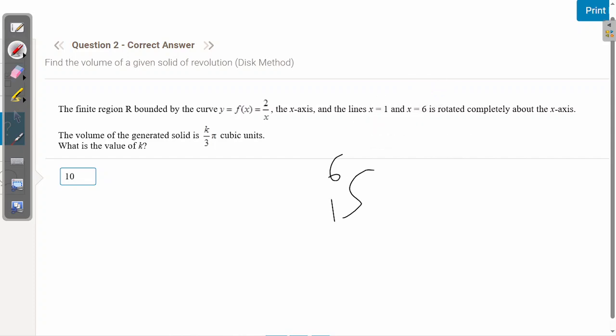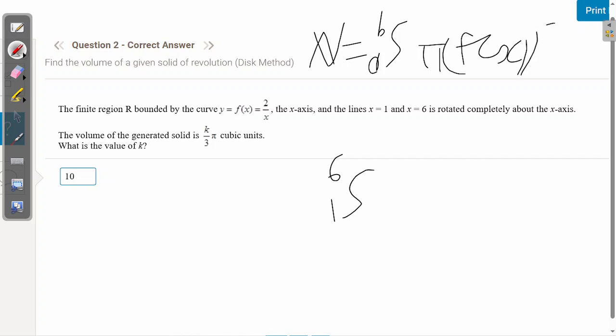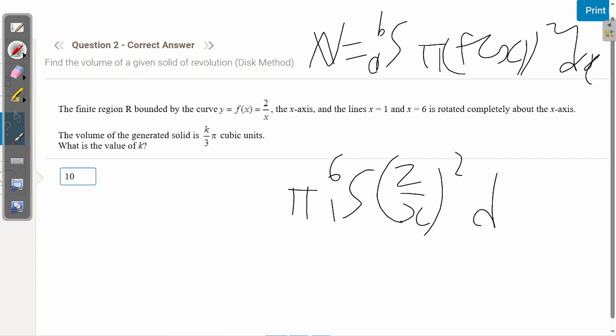Okay, now let's write the disk method. The volume is equal to the integral from a to b of pi f of x squared dx. So let's write that. It's going to be pi, and we can put it outside. F of x squared will be 2 over x, all of it squared, dx. Now you can immediately put this on the calculator, or you can solve it, which I'm going to do now.